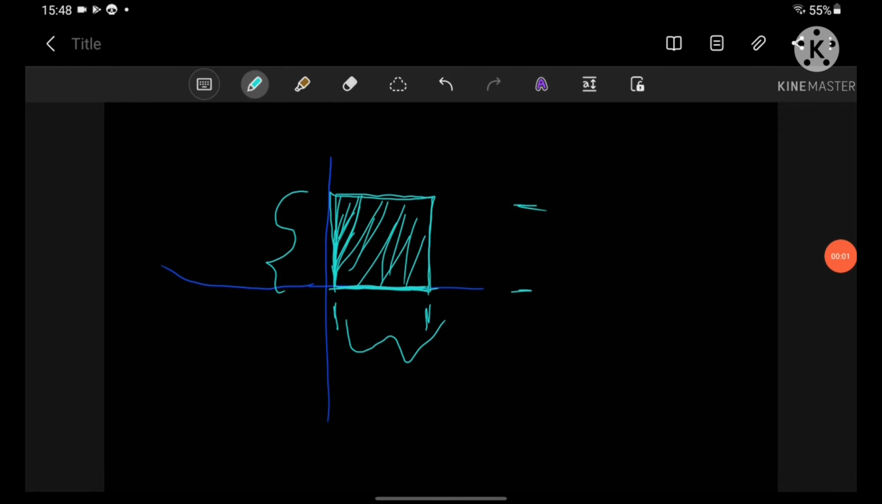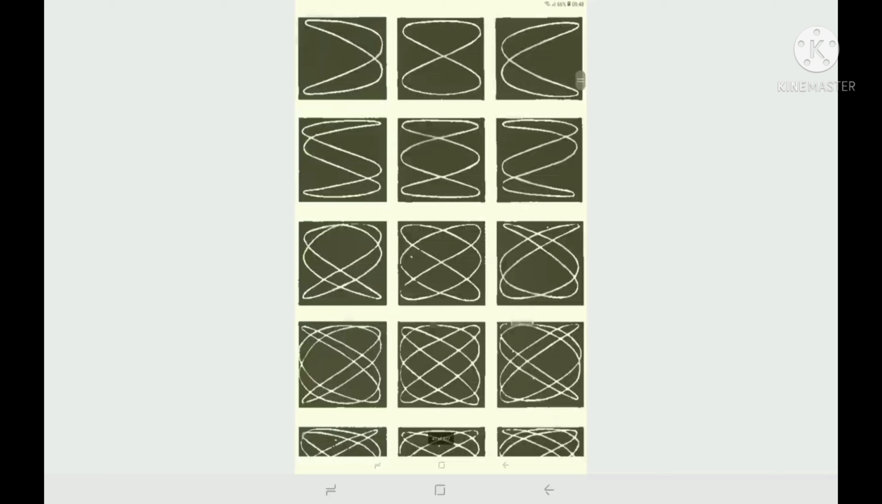So when the angular frequency is not commensurable, the point will actually trace the whole part of the plane, like the whole rectangle. The whole region will become black, like if you put a marker on that particle.